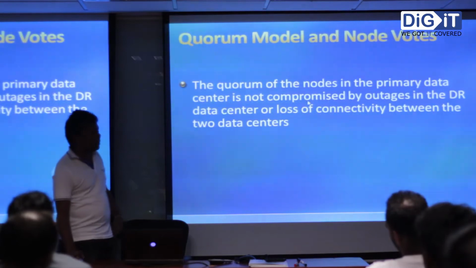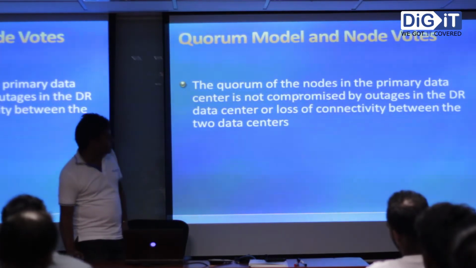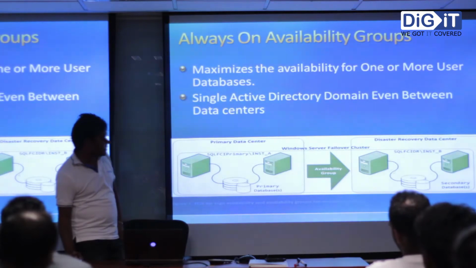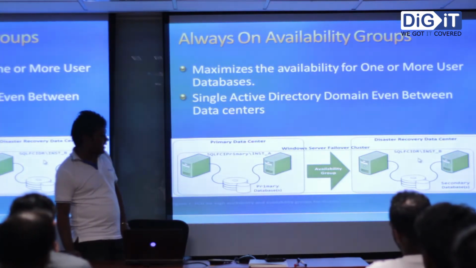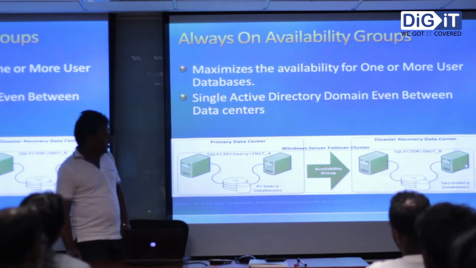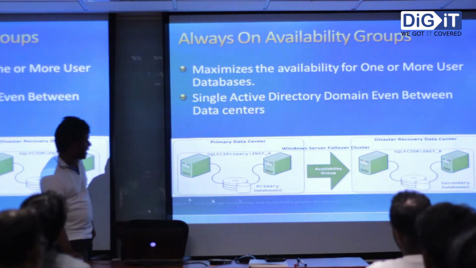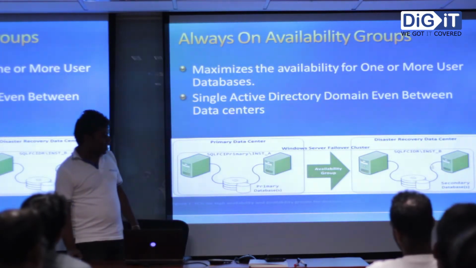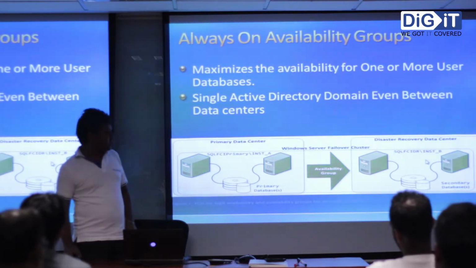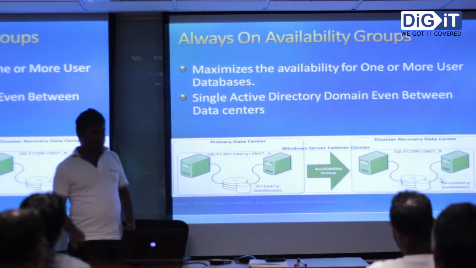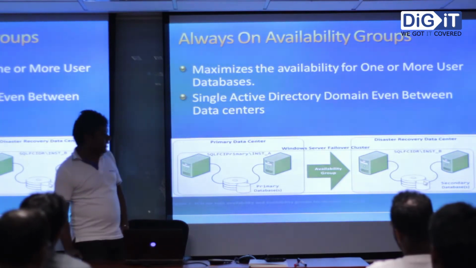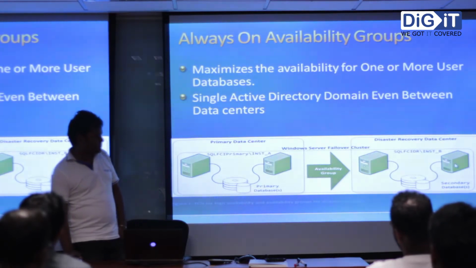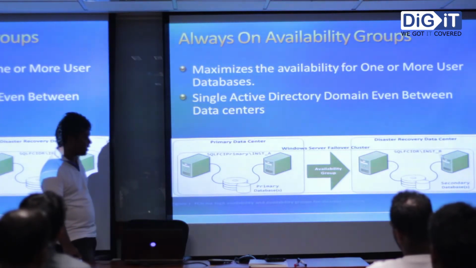And another thing, the quorum. In this kind of configuration, let's say this machine goes down, but the primary data center is not affected by that, because we call these voting members. These DR site machines don't have the right to vote. So when this site is the secondary, if a machine goes down in this site, the primary site is not affected.